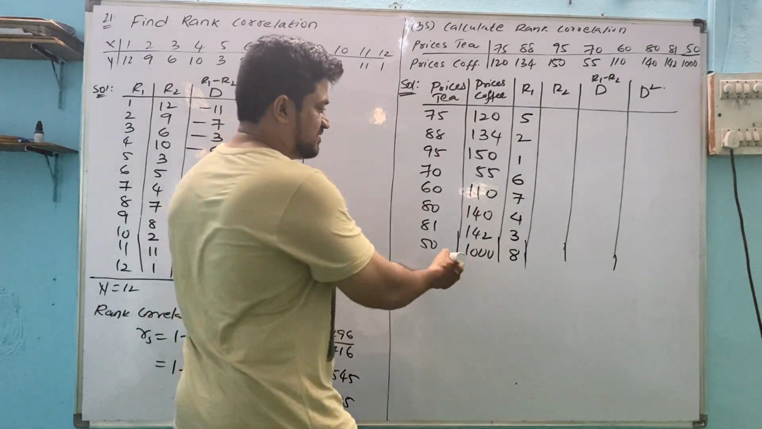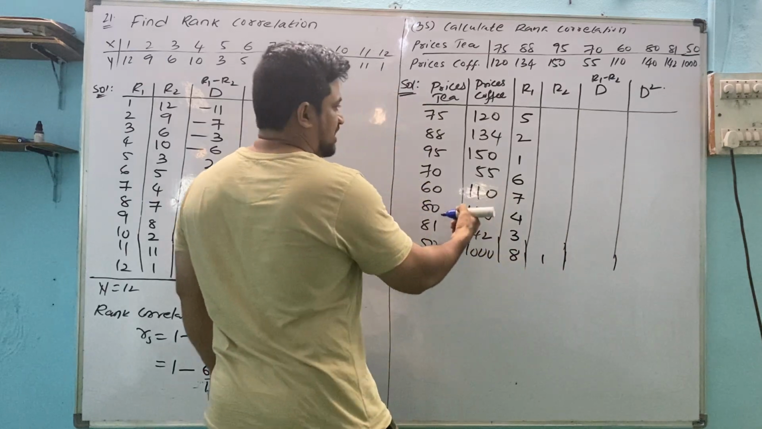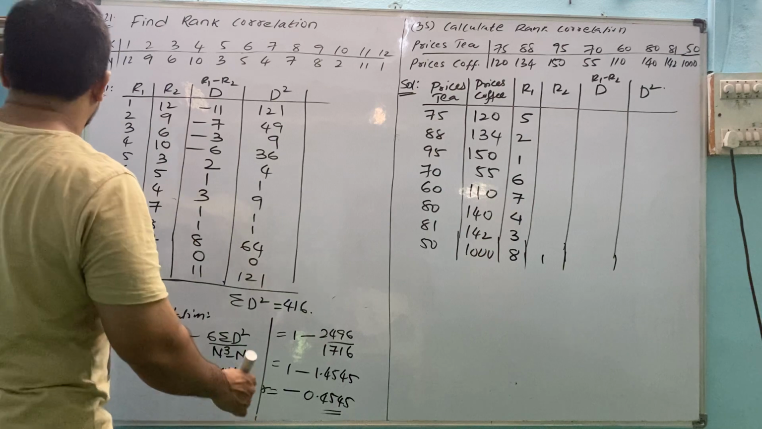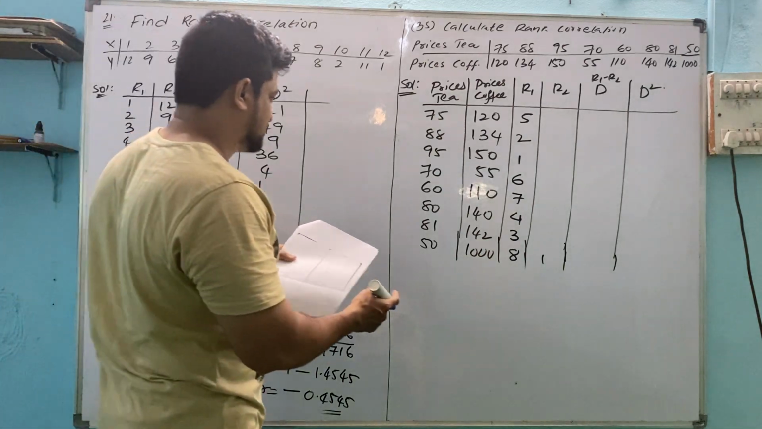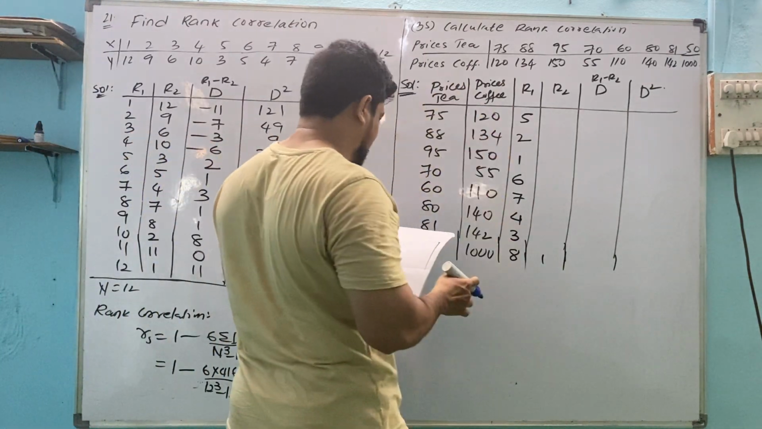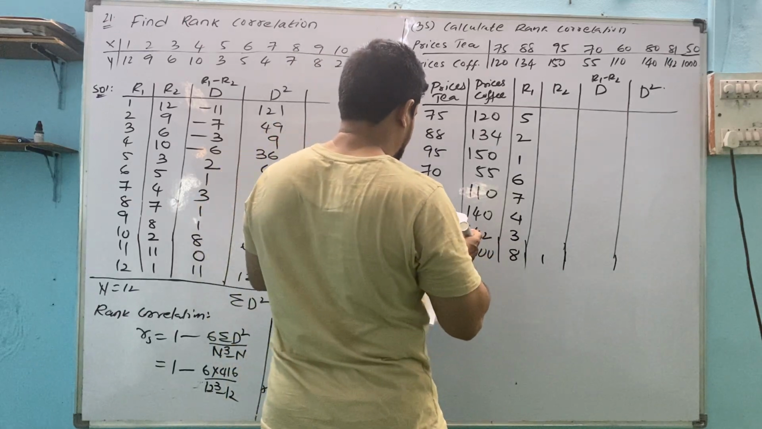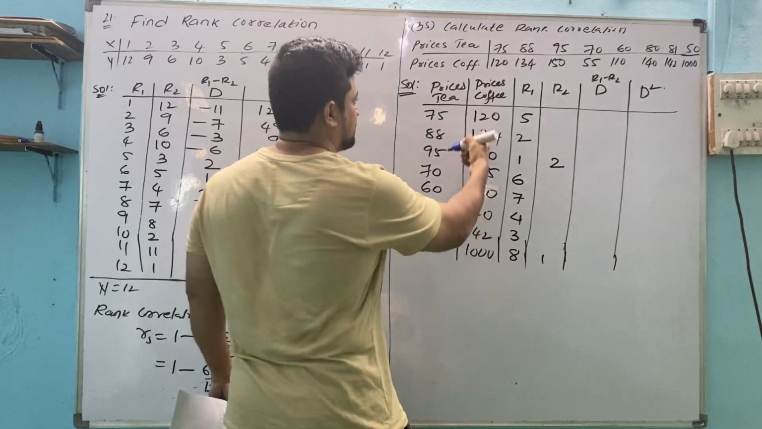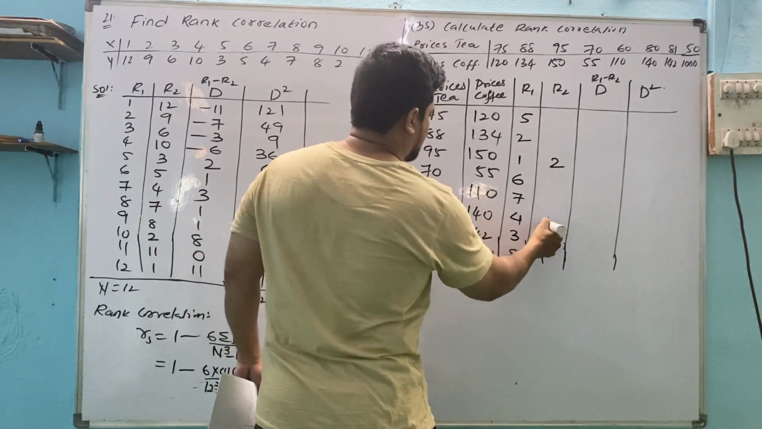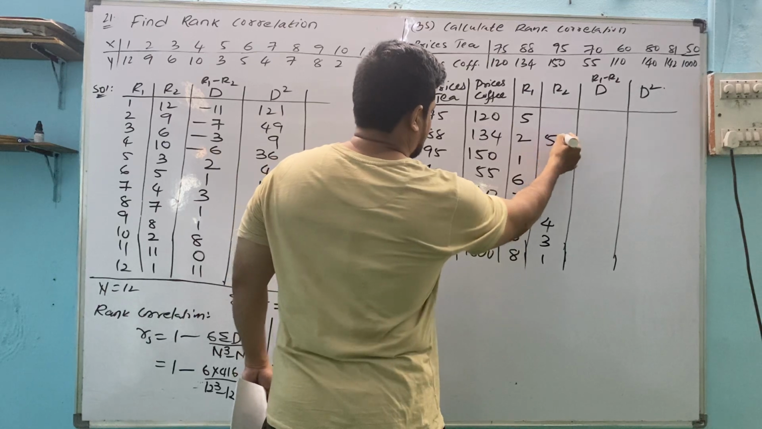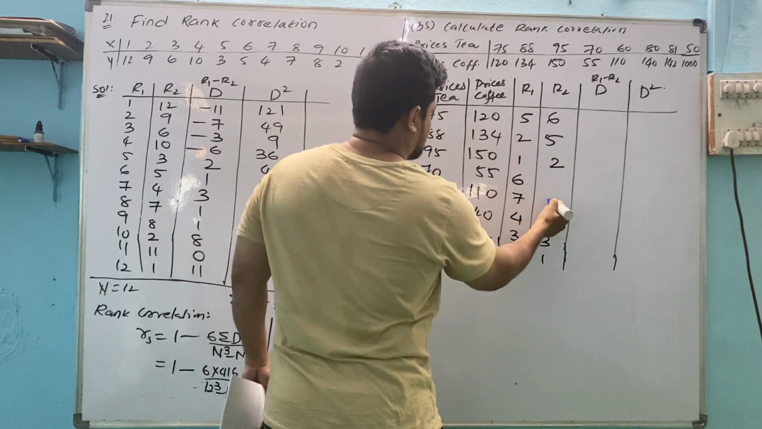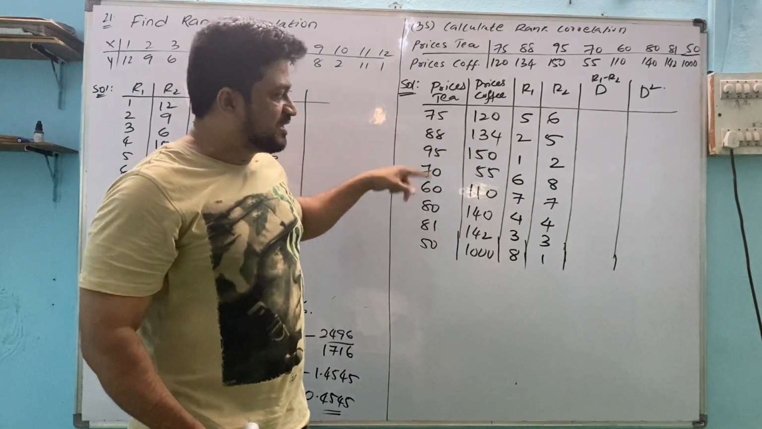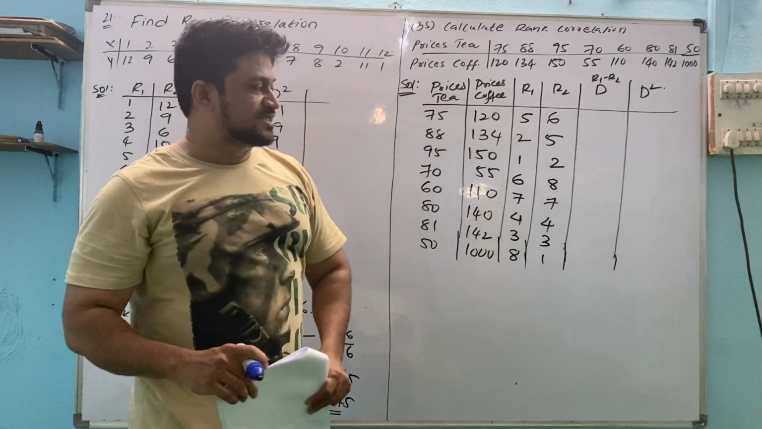R2, ranks of the second one. The highest value is 1000, first rank. After that, what do we have in the second? Second rank will be 150. Third, 142. Fourth, 140. Fifth, sixth, seventh, eighth. Sometimes the values are repeated. Suppose 88 occurs two times. That we will discuss in the next video.